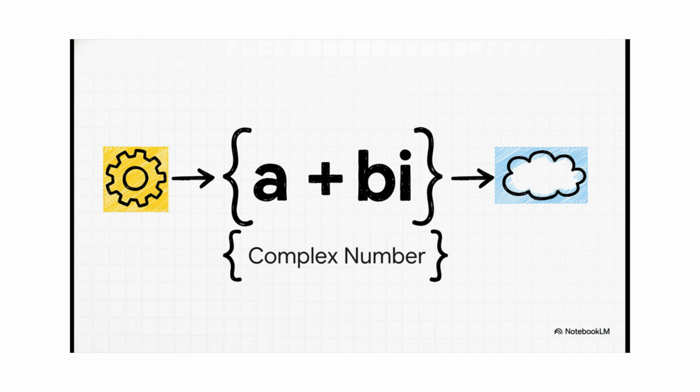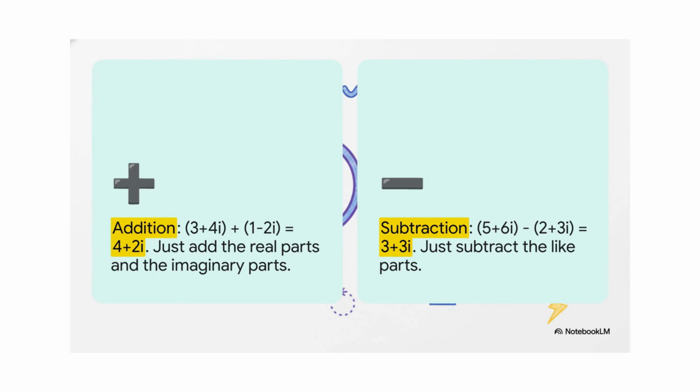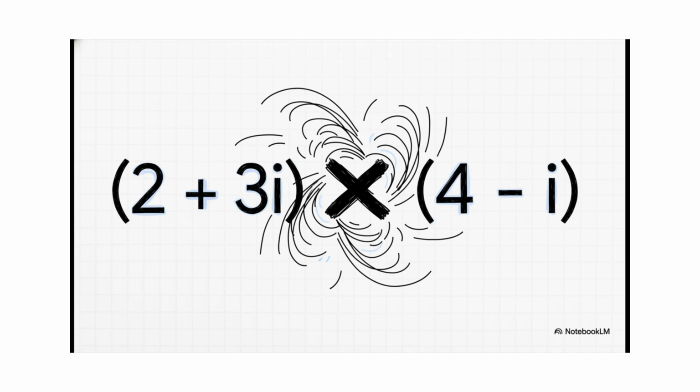Okay, so any number that uses this new i tool is what we call a complex number. They all follow the standard format, a plus bi. a is the real part, just a regular old number, and b is the imaginary part. It's the one that gets multiplied by i. And you're going to see this is super intuitive. When you're adding or subtracting these things, you just combine the stuff that looks alike. You add the real parts with the real parts, and the imaginary parts with the imaginary parts. It's exactly like the algebra you've always done. All right, so addition is easy.